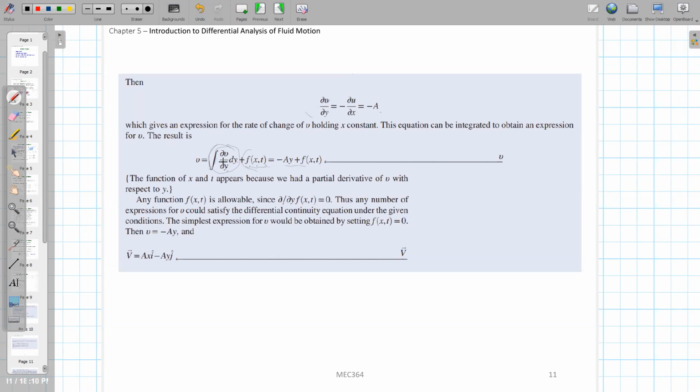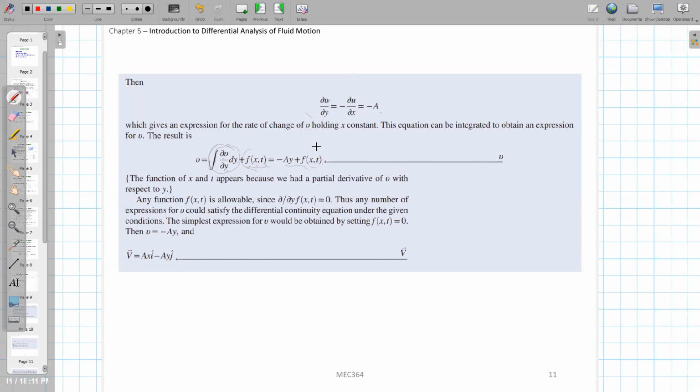v will be, because this is minus a, right? Partial v partial y equals minus a, and a is constant. When you do the integration, you will get minus ay plus the unknown function of x and t. Any arbitrary f(x,t) can be there, and we do not know this value.